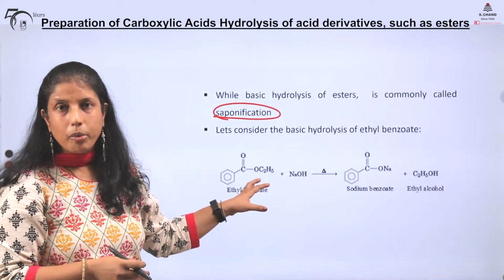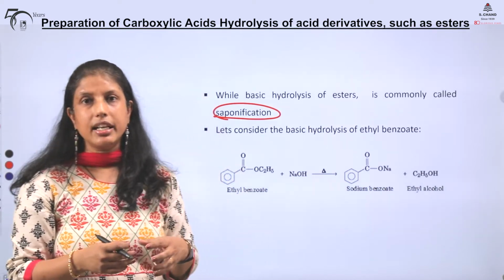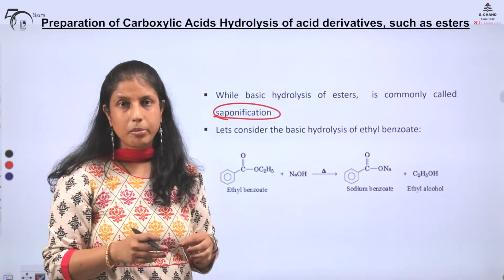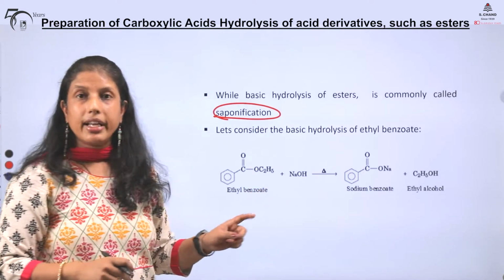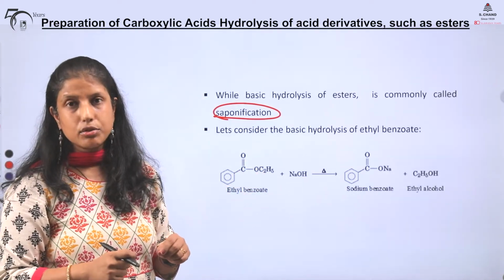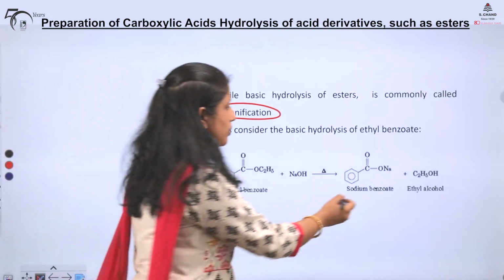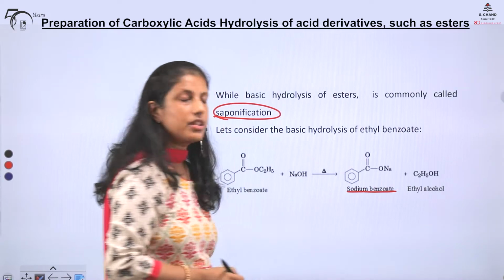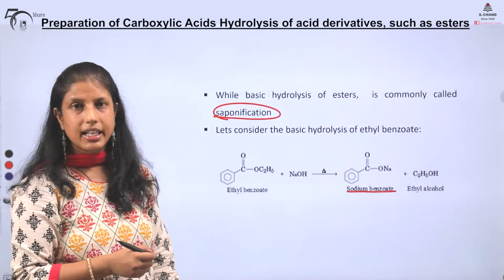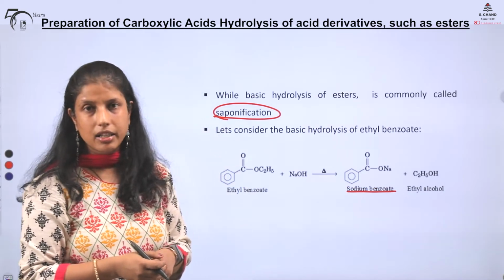This is a very popular method and it is very routinely done in the undergraduate laboratories. So, when ethyl benzoate is treated with an aqueous solution of sodium hydroxide, it undergoes hydrolysis to give us the sodium salt of the corresponding carboxylic acid, sodium benzoate, and our alcohol, ethyl alcohol.